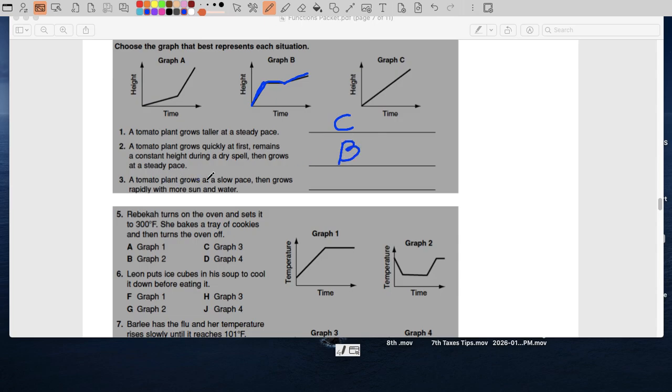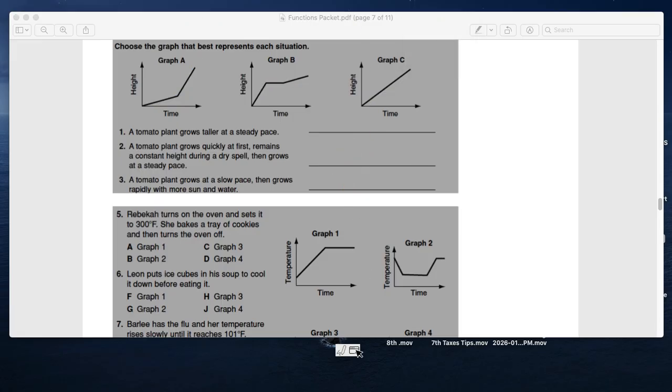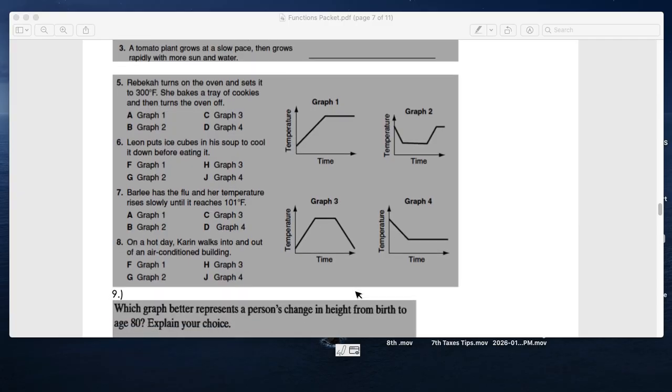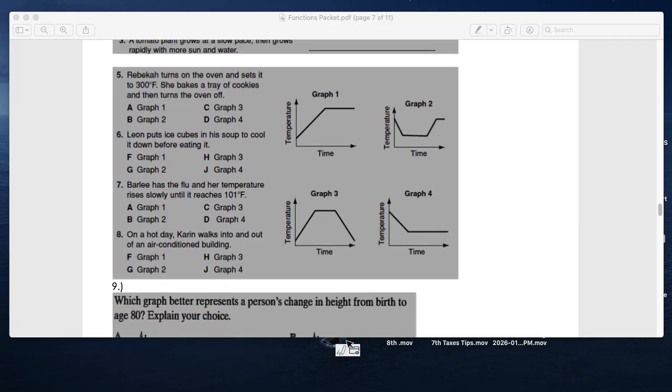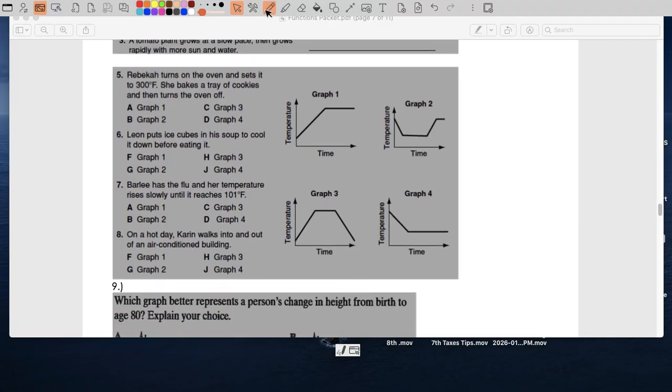Tomato grows very slowly. Look, it's growing very slowly, and then all of a sudden, it grows quite fast with sun and water. So that would definitely be.